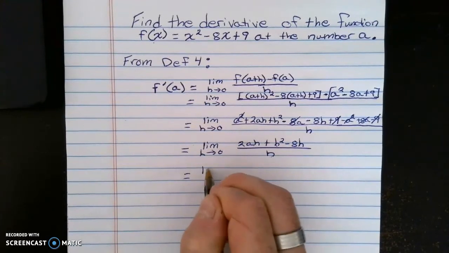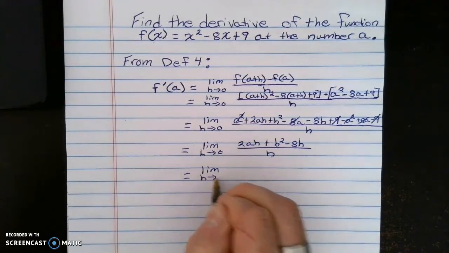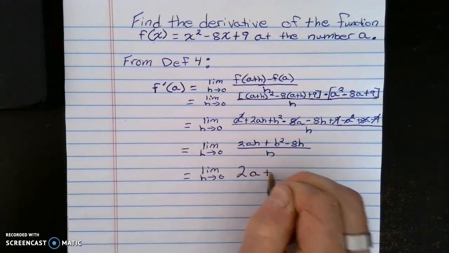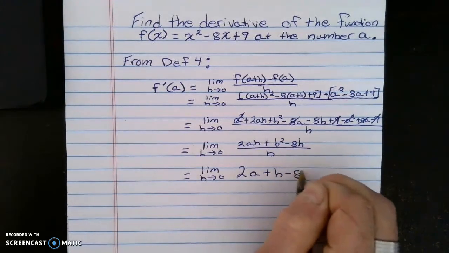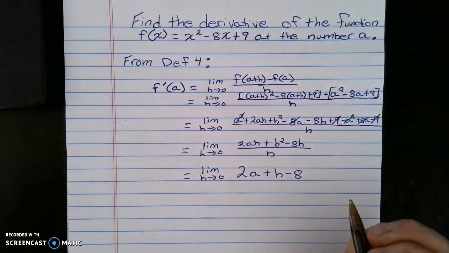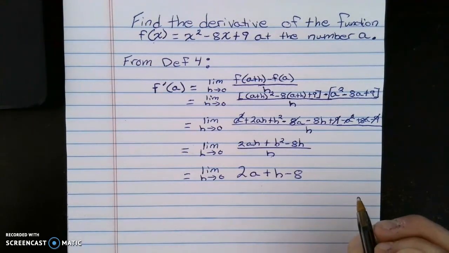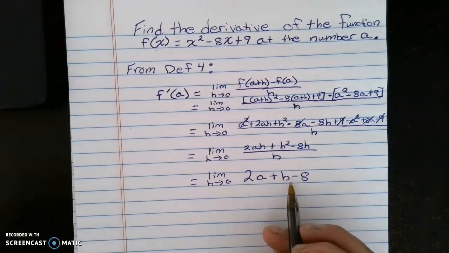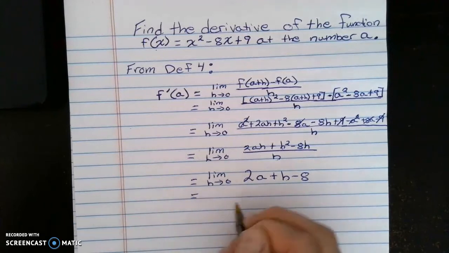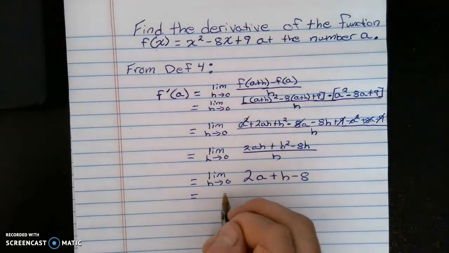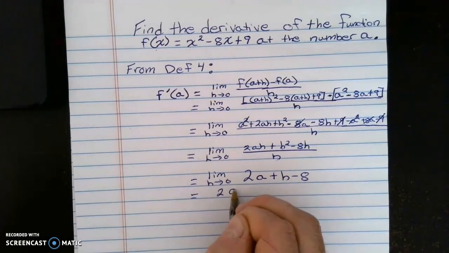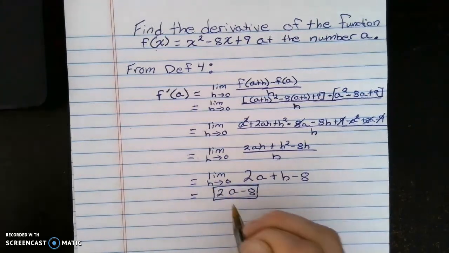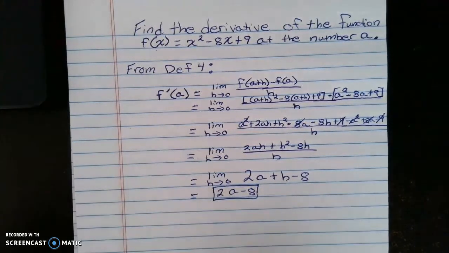So basically, we have the limit as h approaches 0 of 2a plus h minus 8. And if we were to plug the 0 in here, h would equal 0. And then at that point, this would equal 2a minus 8. So that is our derivative at the number a.